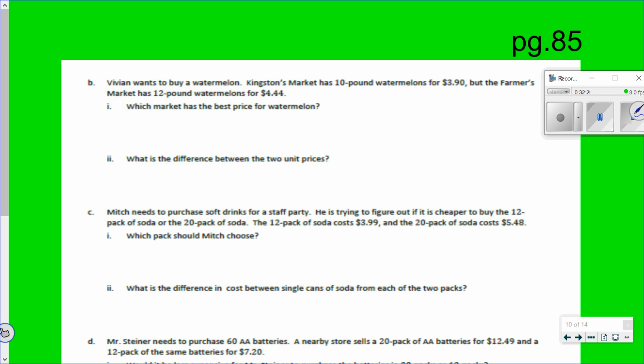Vivian's going to buy watermelon. Kingston's Market has a 10-pound watermelon for $3.90. But Farmer's Market has a 12-pound watermelon for $4.44. Which market has the best price for the watermelon? Let's start with Kingston's Market. What is my rate? Ian, how do I set it up? Kingston's Market. What's my rate?